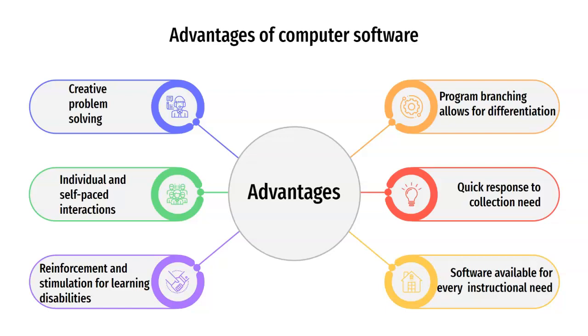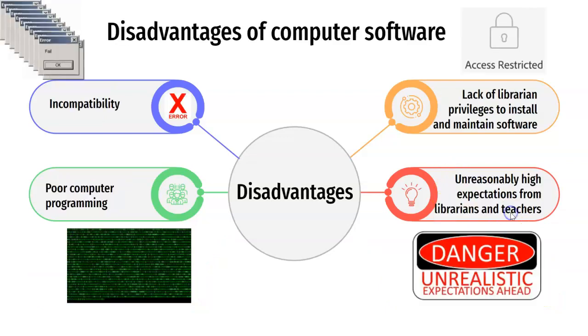Fourth, we have program branching, which allows for differentiation, so students who are understanding the concept and really mastering it are able to move on to more difficult and advanced questions, while those that need review are given ample opportunity to do so. We see, fifth, a quick response to collection need, primarily through the use of software downloads. And last but not least, we see that the software has something available for virtually every instructional need, and that's both on the teaching side and the student learning side.